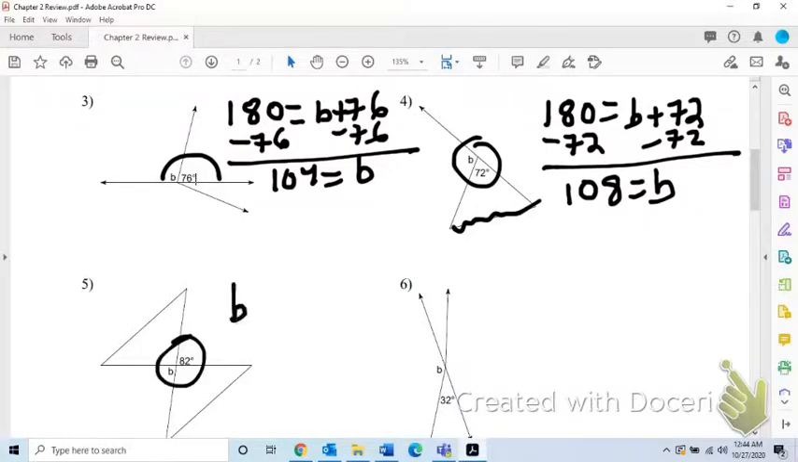Number 5, we got that bow tie angle going on. So we know that those are a vertical pair. Vertical pairs are congruent, which means that their angles are equal.